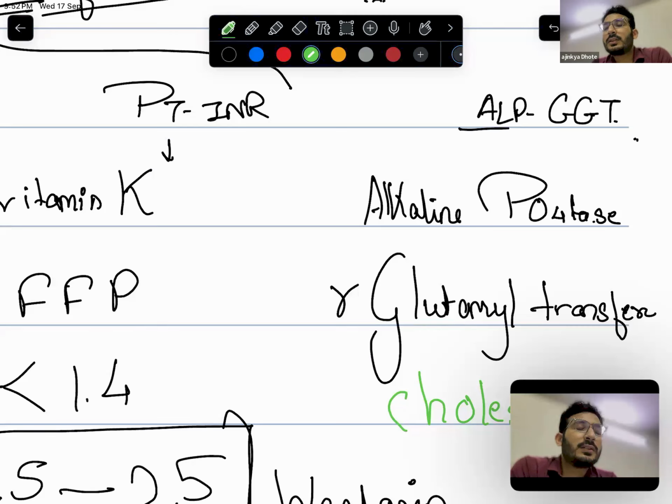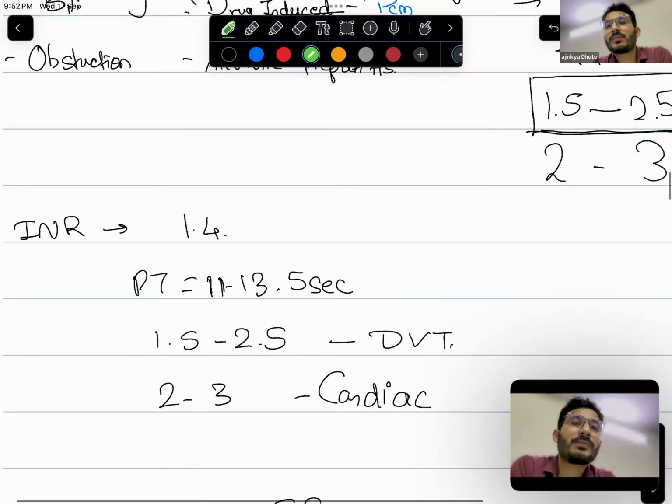Second thing is your gamma glutamyl transferase. This enzyme is more liver specific and can be used as a marker of your cholestasis. GGT is also raised in conditions of alcoholic hepatitis or alcoholic CLD. That is another thing you should know.